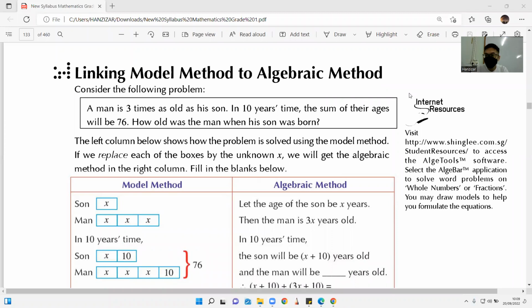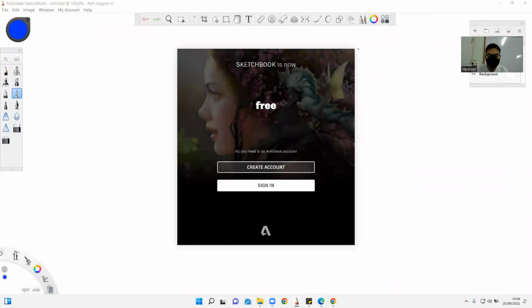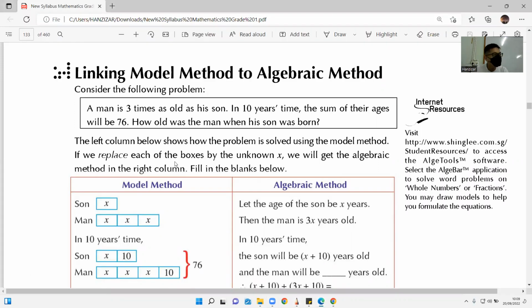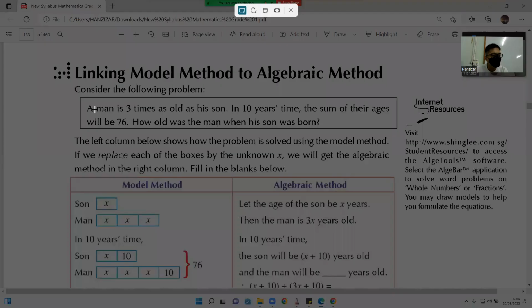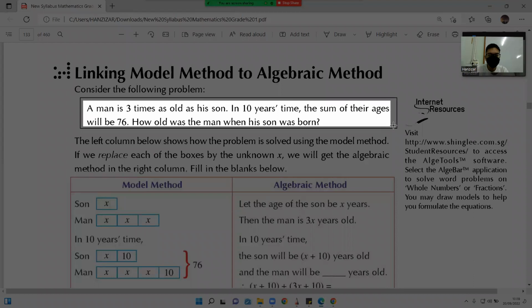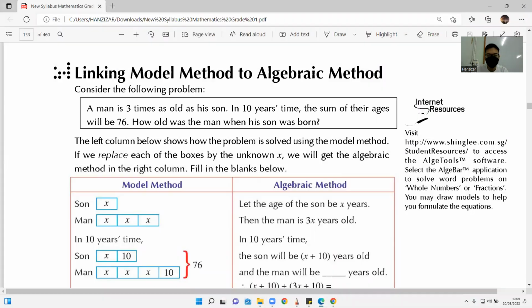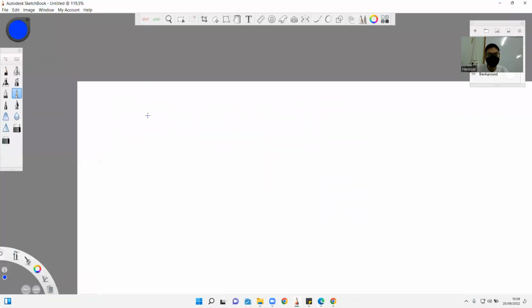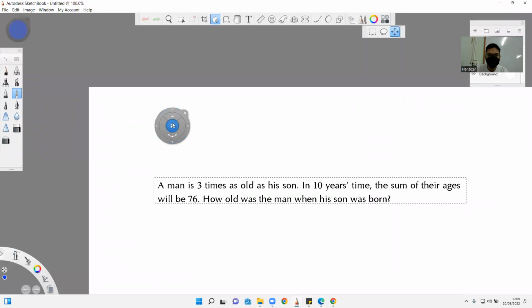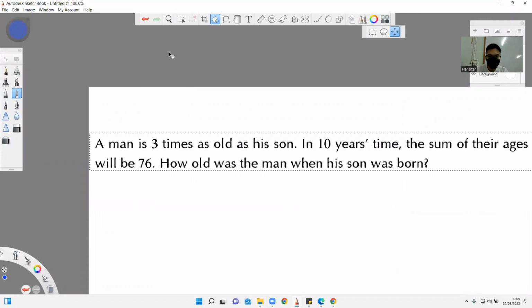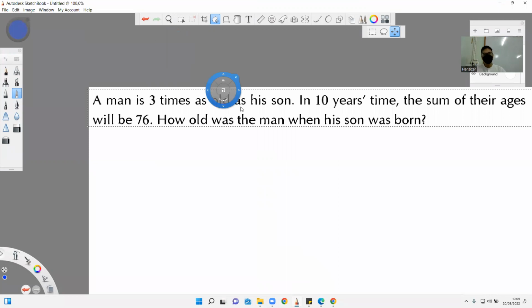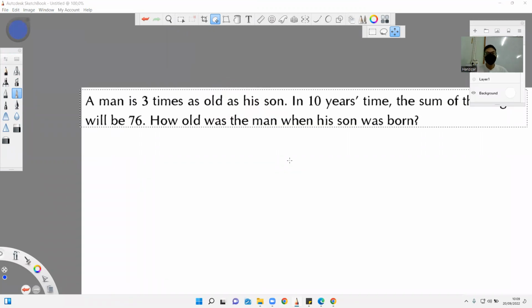Before we learn about the algebraic method, we try to do the model method. Have you ever learned about the model in primary? Making the bar model and so on. Sometimes it is very useful, but whenever you learn algebra, we don't have to use it anymore. Let's see.